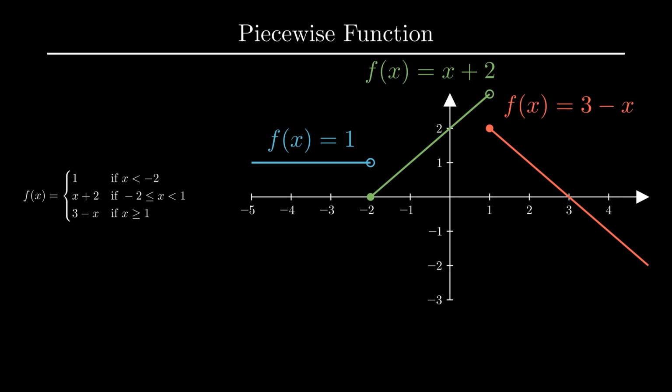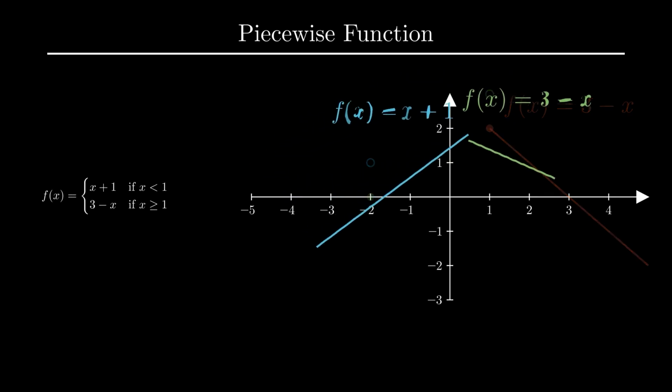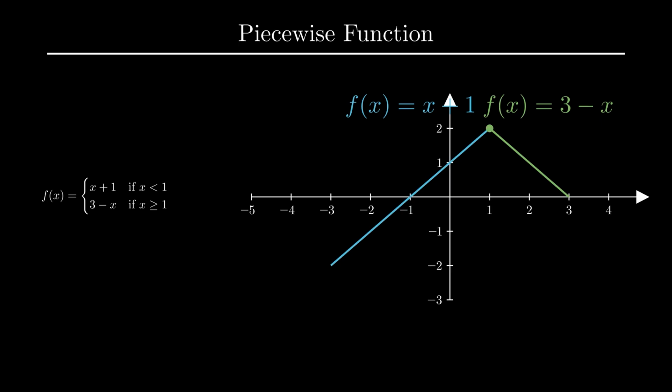You may be wondering if all piecewise functions are discontinuous. The answer is no. A piecewise function can be continuous as well. Take this example for instance. The function is continuous at the transition point even though it is defined by different equations over different intervals.